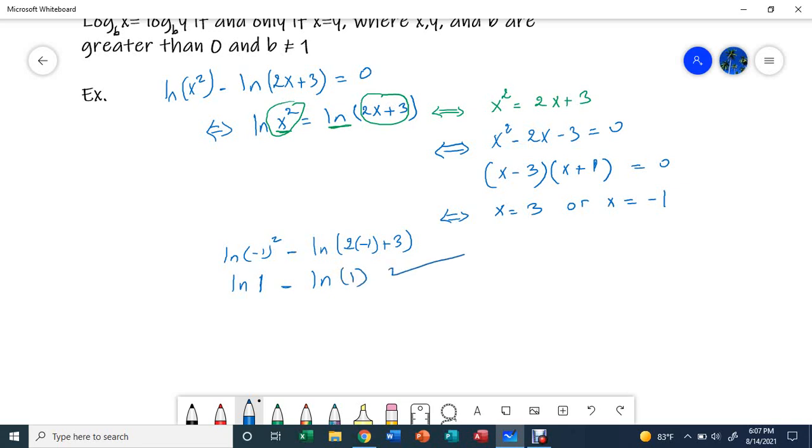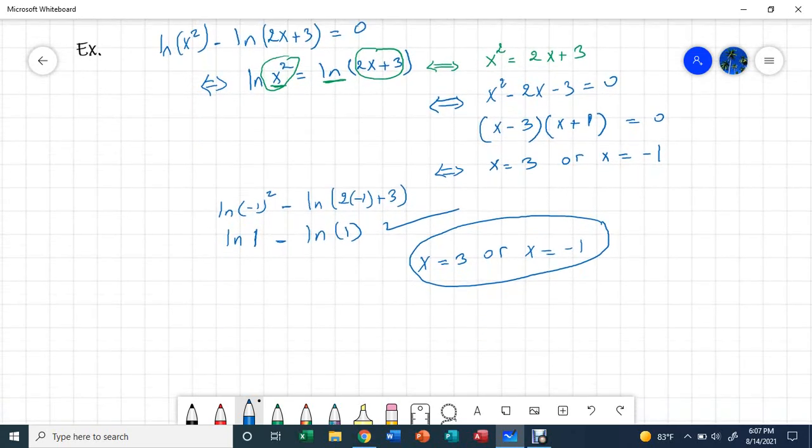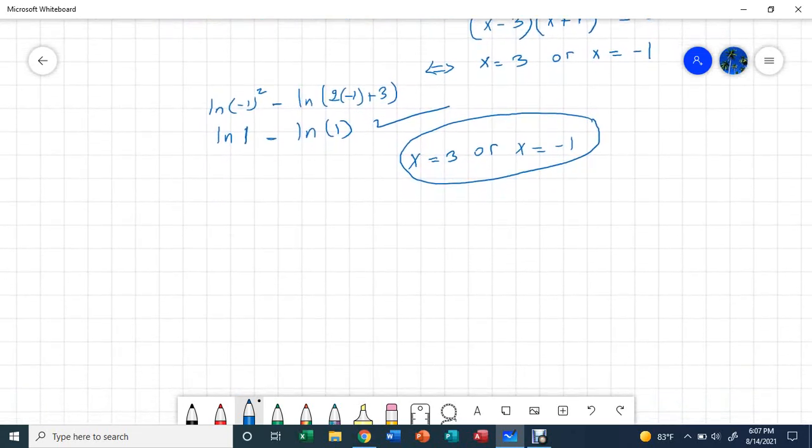So the solution for this equation is x equals 3 or x equals negative 1. Even negative 1 is a good solution to this equation, because when I went back and plugged it in here, I get positive 1 for both of these logarithm expressions. So sometimes you can use the logarithm rules before you can use the one-to-one property.